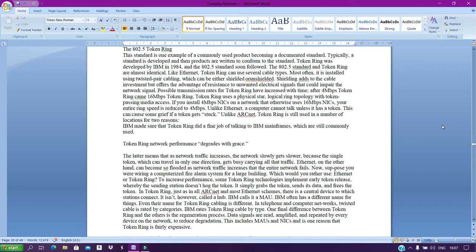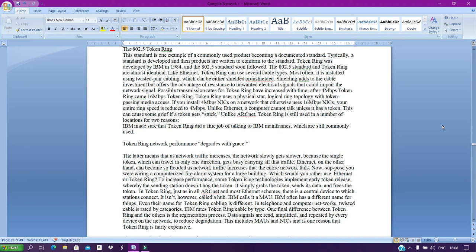Possible transmission rates for token ring have increased with time. After 4 megabits token ring came 16 megabits per second token ring. Token ring uses a physical star logical ring topology with token passing media access. If you install a 4 megabits per second NIC on a network that otherwise uses 16 megabits per second NICs, your entire ring speed is reduced to 4 megabits per second.